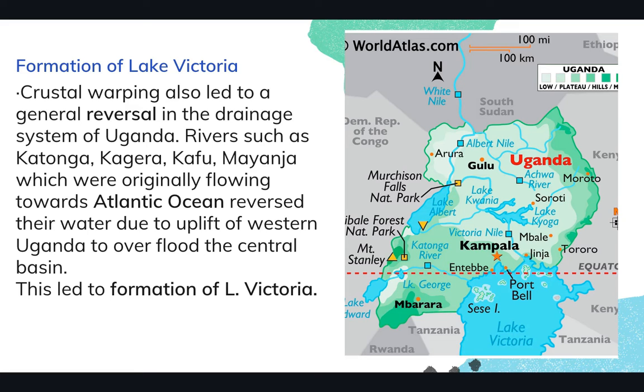So we are saying this is formed due to the general reversal in the drainage system, where rivers such as Katonga and Kagera are forced to reverse their flow. Due to the upwarping, as you know, a river can't climb a mountain or a hill, so it is forced to flow back, leading to what we call a basin, which is later filled by water to form Lake Victoria. So it's Victoria, it's Kyoga, it's Wamala, and all these lakes are formed due to crustal warping.